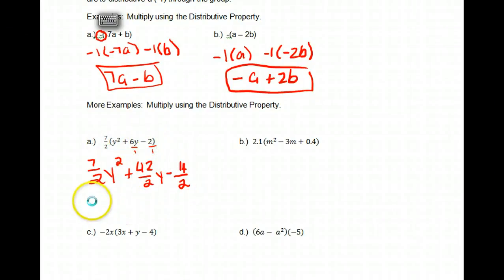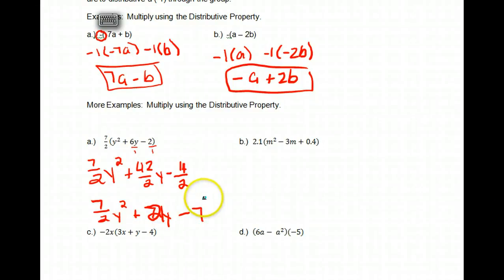Now you're ready to simplify. We'll have 7 halves y squared plus 7y, oh excuse me, that's 21y, my apologies, 21y minus 7. And there's our final answer there.